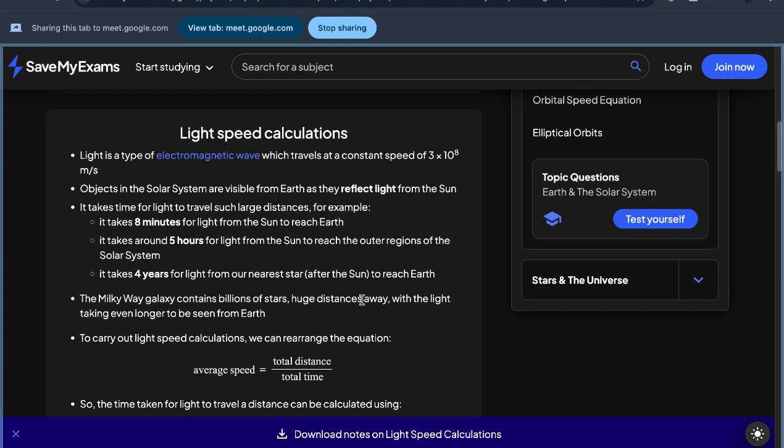And it takes around 5 hours for light from the sun to reach the outer regions of the solar system, like Pluto and all the outer regions. It only takes about 5 hours. Light will reach every outer region of the entire solar system.